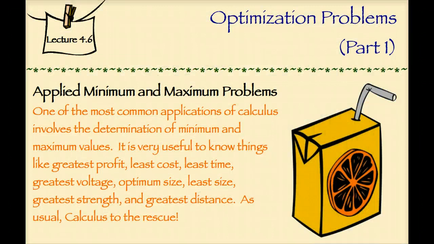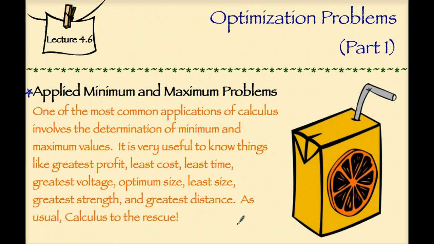Another way to describe optimization problems is to use the phrase applied maximum and minimum problems. One of the most common applications of calculus involves the determination of minimum and maximum values. It is very useful to know things like greatest profit, least cost, least time, greatest voltage, optimum size, least size, greatest strength, and greatest distance. As usual, calculus to the rescue.